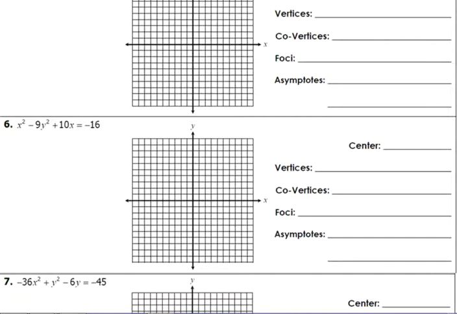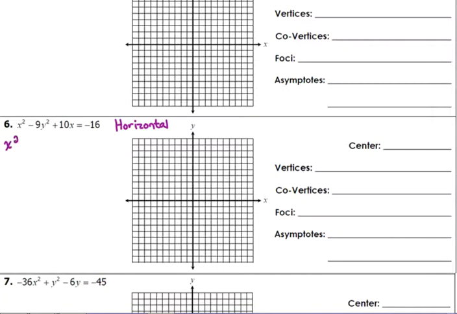We have x squared minus 9y squared plus 10x is equal to negative 16. So it's not in standard form, but looking at my equation, I can already tell this is going to be horizontal, because the x squared is positive and the y squared is negative. So I know that this is going to be a horizontal hyperbola. Go ahead and make yourself a note of that, so when you start drawing it, you can get everything in the right place. So let's put it in standard form first.